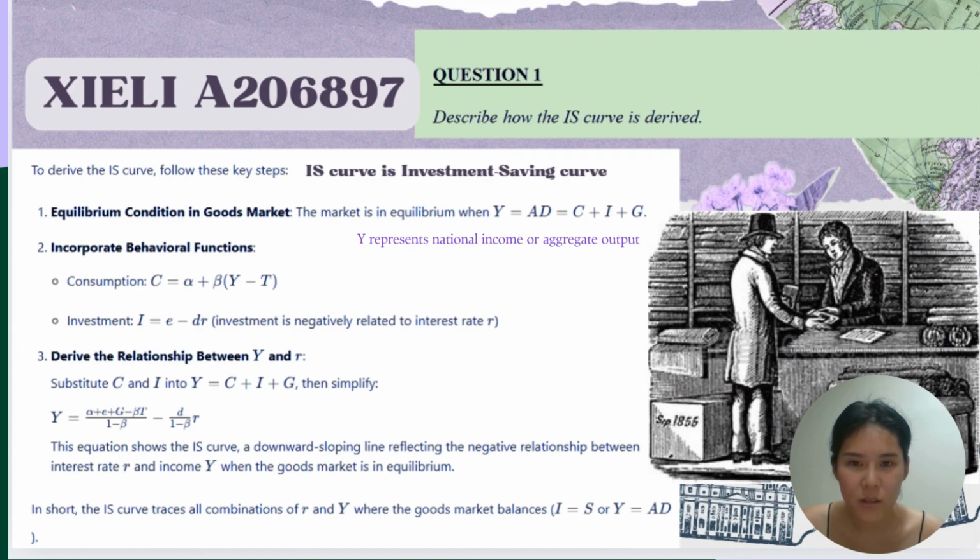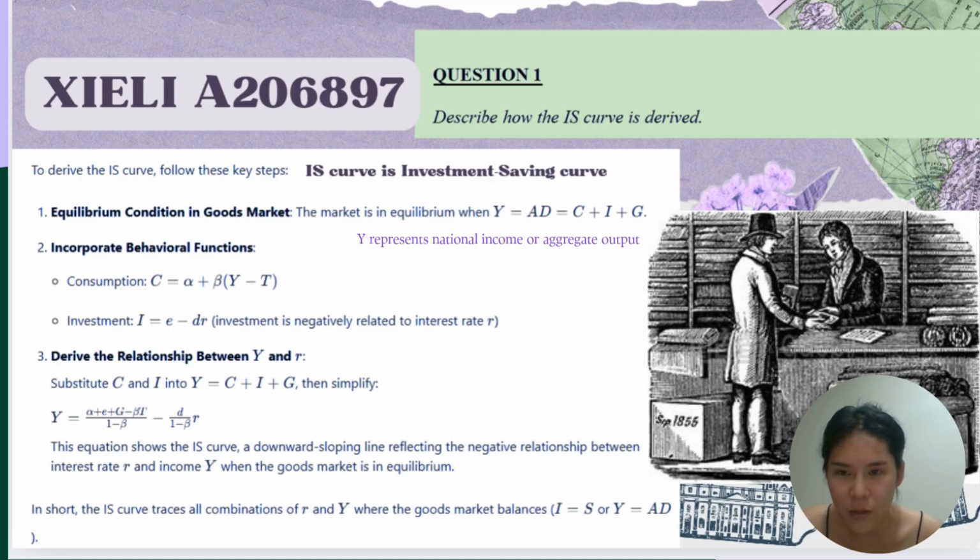Let's look at question one. Describe how the IS curve is derived. Before we start, we must know the IS curve is about the investment saving curve. I represents the investment, and S represents the saving. So to derive the IS curve, follow these key steps.